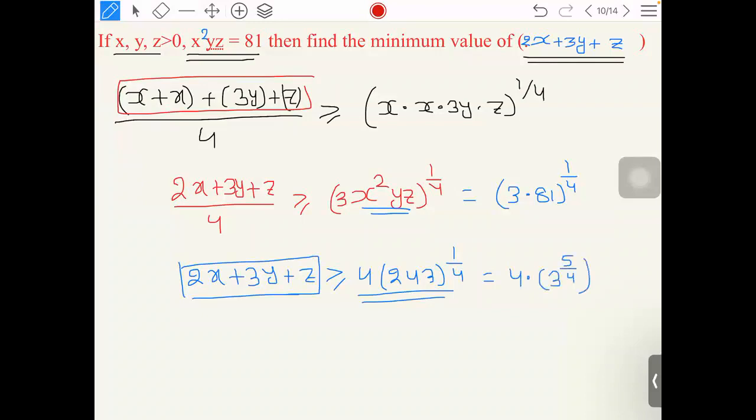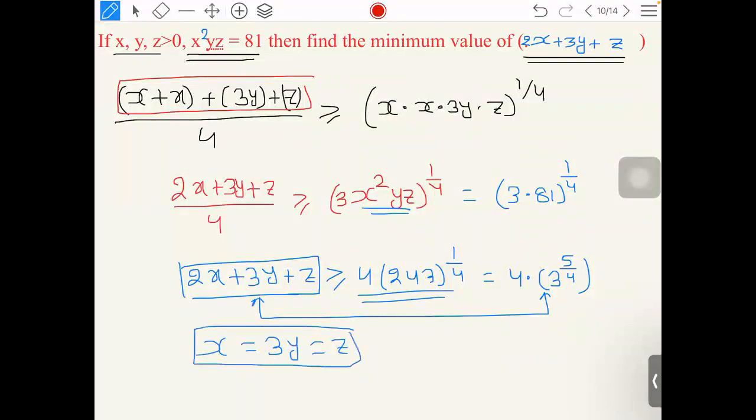And this value will be achieved when, what is the value of x? All the three terms must be equal. Then all of them must be equal. Means x is equal to 3y is equal to z.